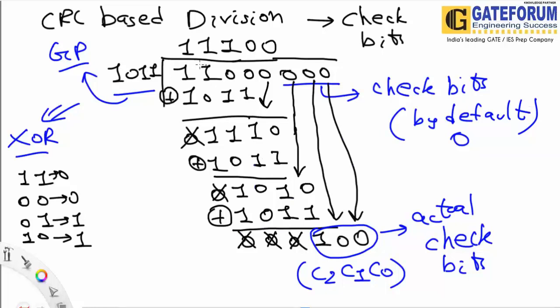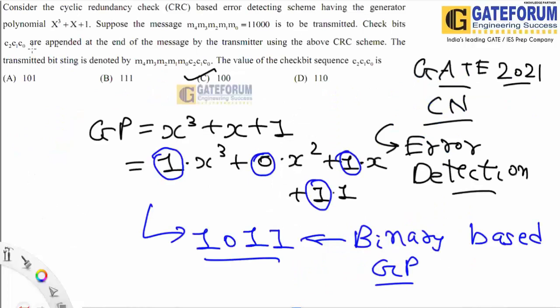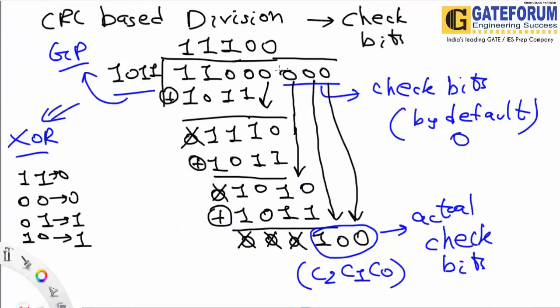Okay, so 1011 and 11100. Here they had given these 3 bits. This number 3 is always one less than the size of the generator polynomial. They even gave it in the question directly, which is C2, C1, C0, appended here. But even if it isn't given, it would be 3 bits only. By default we take these as the 3 check bits, and finally, based on that, we get the final output as 100.